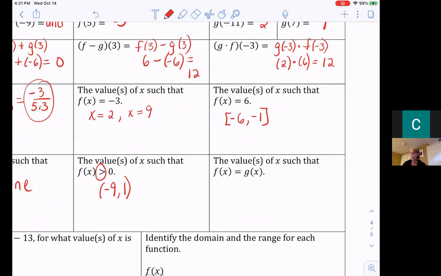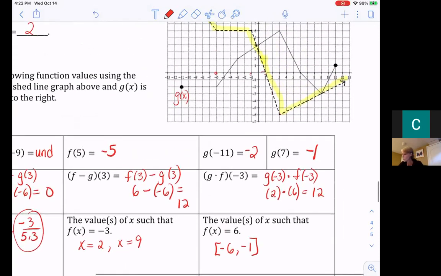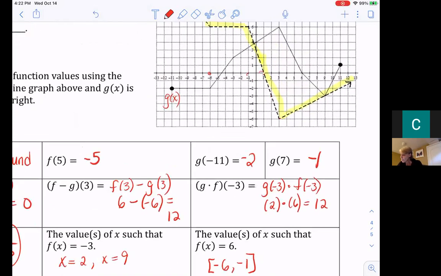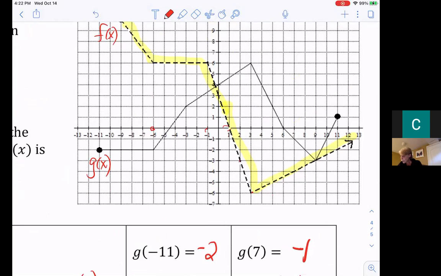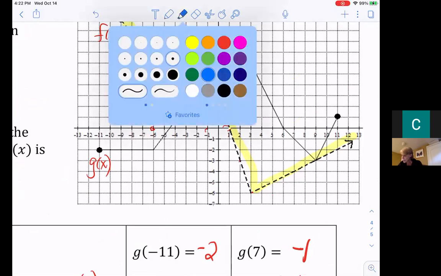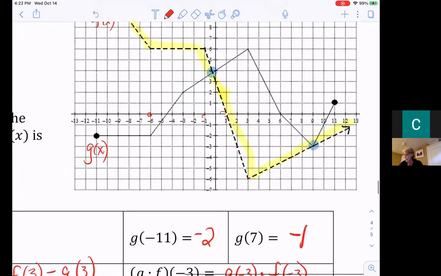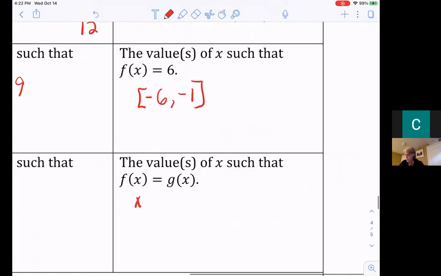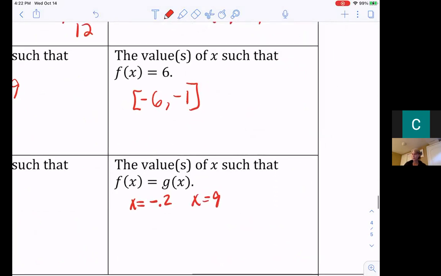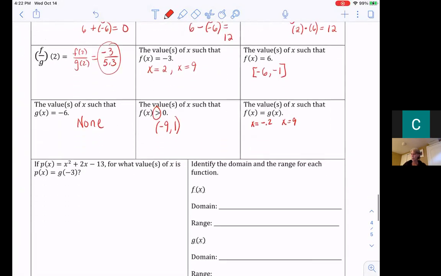And the values of x such that f of x equals g of x, what does that mean again? We're looking for where the graphs intersect. So if we go up to the graph and look for the two places where they intersect, not such great, you're going to have to estimate a little bit, but they're going to intersect here and here. And I would say that's approximately at x equals like negative 0.2, if you're approximating. And the other place was at x equals 9. Not going to worry about this right now.